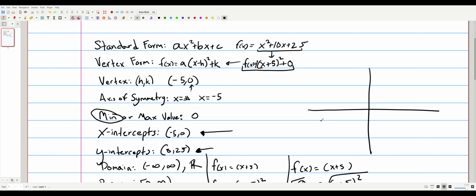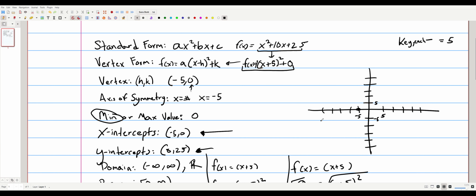And so what I'm going to do is make every tick mark of mine count for 5. So as a key, each tick is equal to 5. Okay, so that'll just make it so I can graph the y-intercept a little easier. So the first thing we're going to start with is the vertex. We know the vertex is at -5, and so since each tick mark is going to represent 5 points, I'm going to put my vertex here.